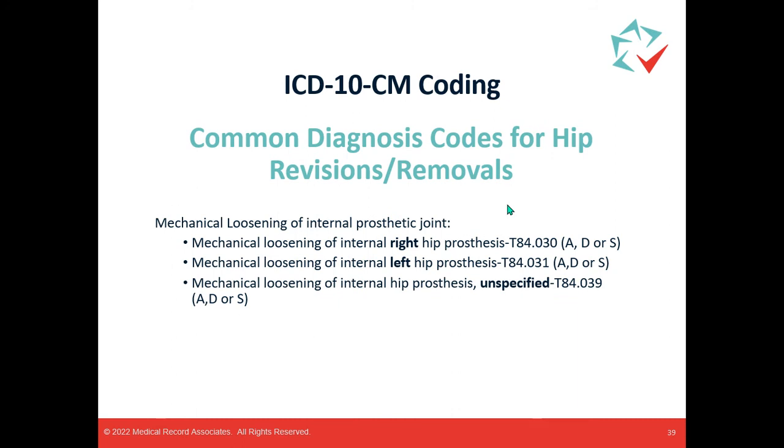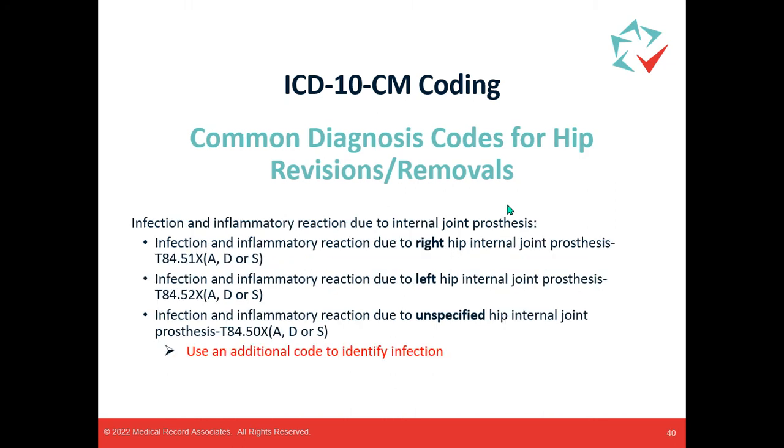Mechanical loosening of the prosthesis can be found in the T84.03 section. Mechanical loosening is when the implant may loosen from the bone, and that can cause pain and other symptoms. The body's reaction to the implant can also cause complications such as infection or inflammation, and these codes are found in the T84.5 section. You'll also need to use a secondary code to identify the infection.